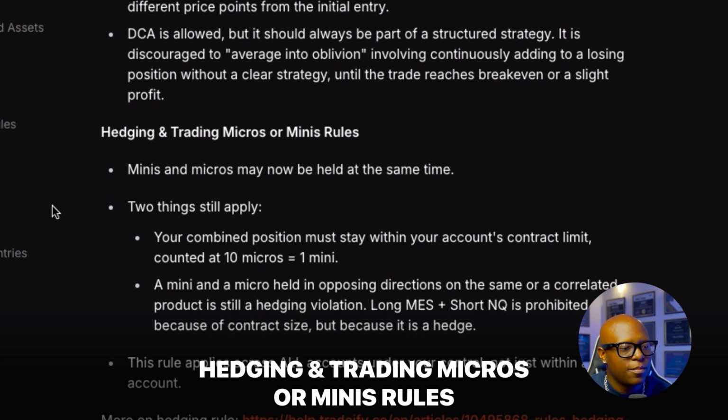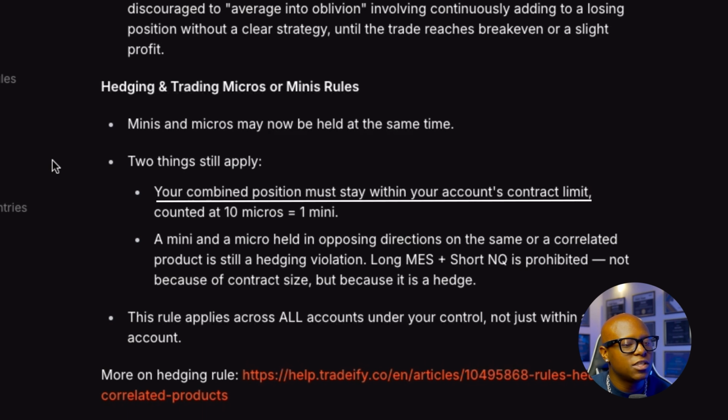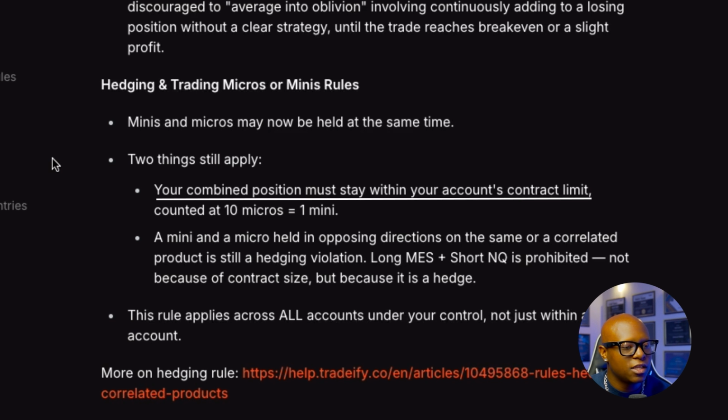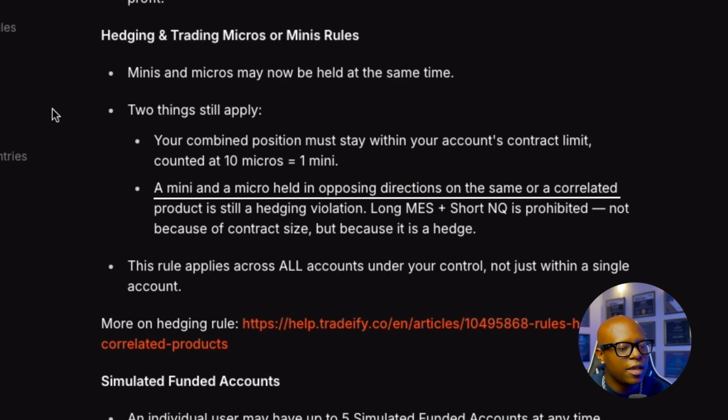Hedging and trading micros or minis rule. Minis and micros may now be held at the same time, but two things still apply. Your combined position must stay within your account's contract limits, counted as 10 micros or 1 mini. A mini and a micro held in opposite directions on the same or correlated product is still a hedging violation. Longing MES and shorting NQ is prohibited, not because of the contract size, but because it is a hedge. And this rule applies to all accounts under your control, not just within a single account.